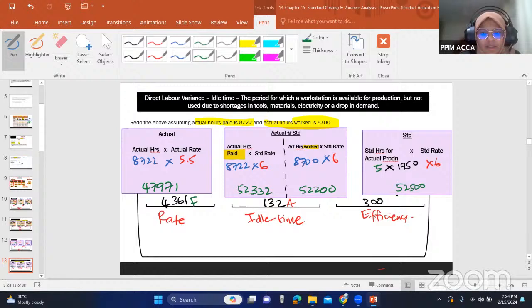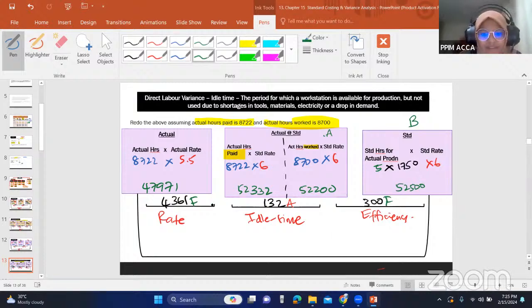Okay. And here, the second box has a little bit of actual at least. So this becomes actual. The third box becomes budgeted. So we have told them to spend 52,500 on labor. They have again spent less, 52,200. Again, it's a good thing for us, so it's favorable.